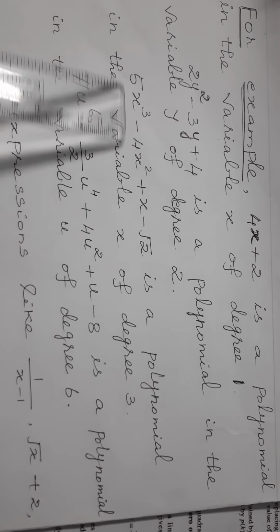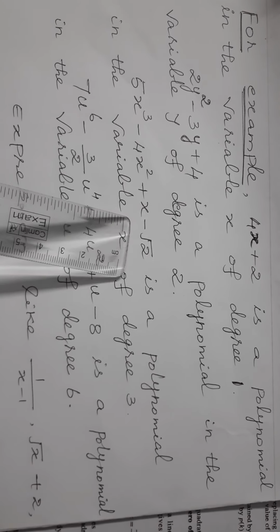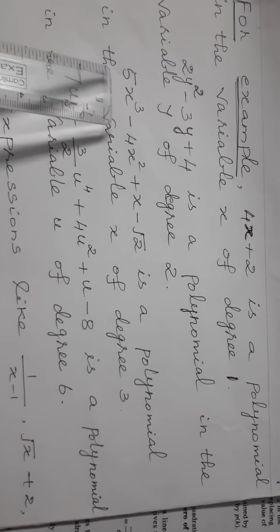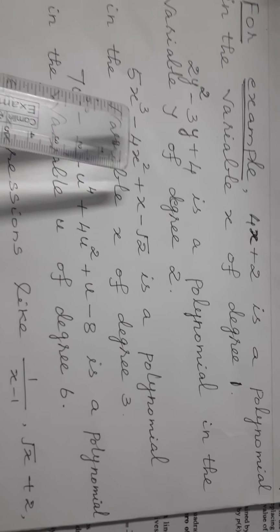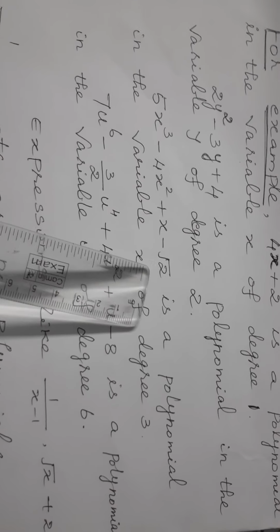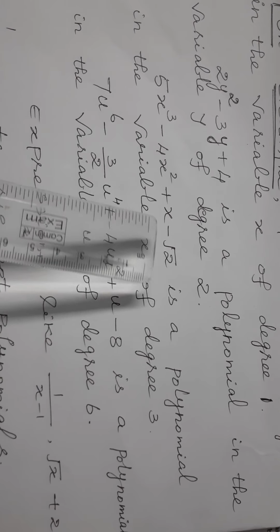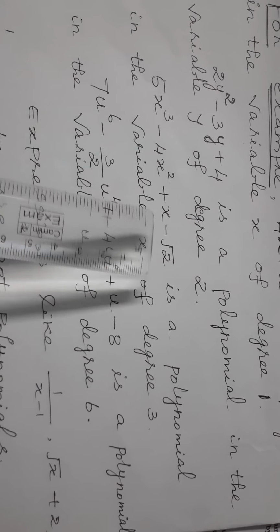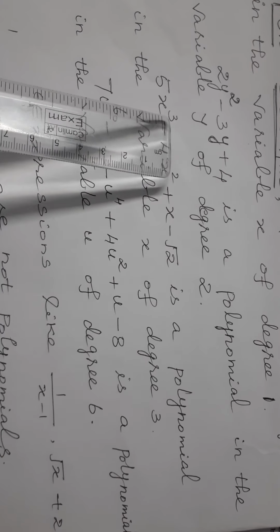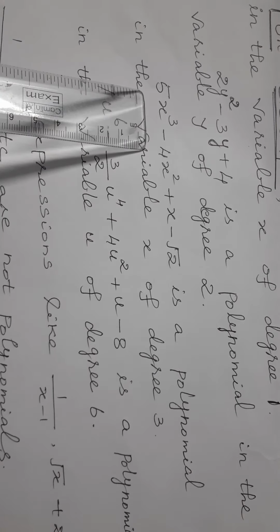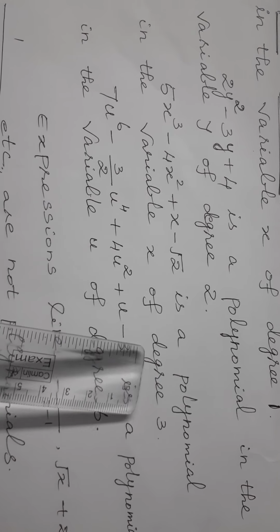This is the example for cubic polynomial. See the polynomial 5x cube minus 4x square plus x minus root 2. This is the polynomial in the variable x. See the highest power. In this polynomial, 3 is the highest power of the polynomial. So this polynomial is the example for cubic polynomial.